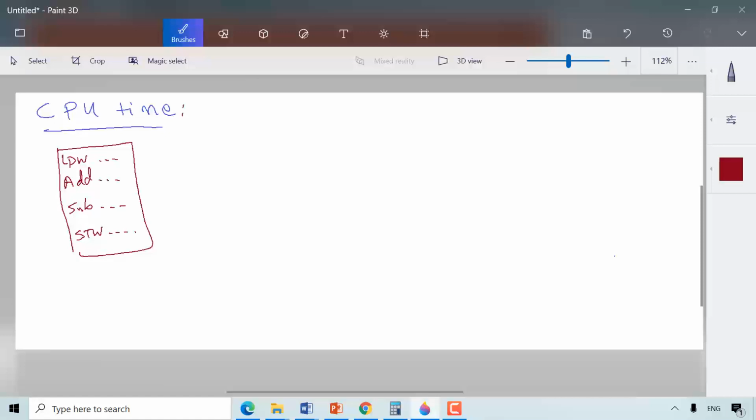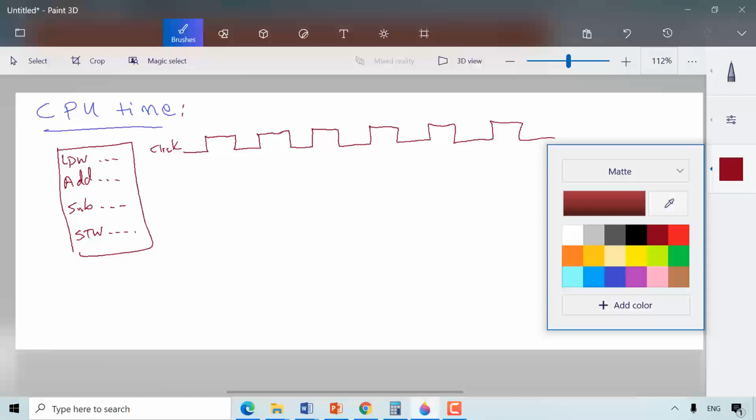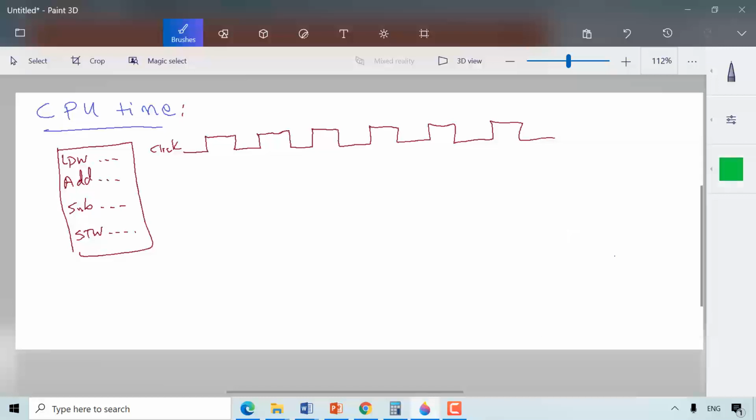I need to find out what the CPU time is. So let's say I'm going to draw here the clock signal, which is an important signal in my system. Anytime I deal with time, I have to think about the clock. Here I have the very first instruction, the load, executed at the very first cycle. Let's assume every cycle time, or period, is 1 nanosecond.